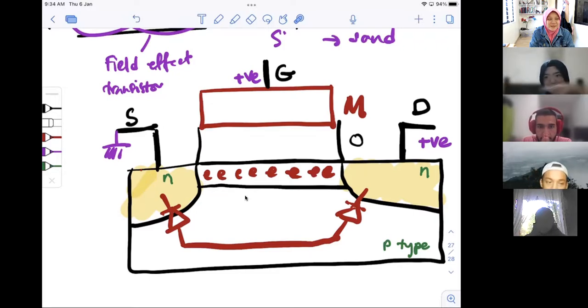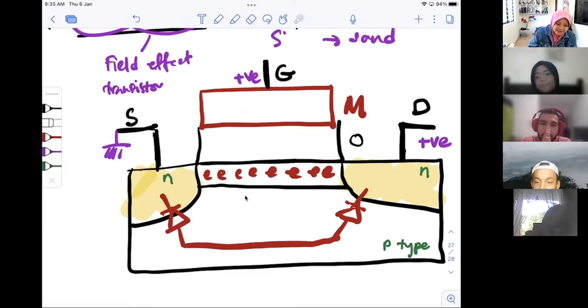Current and electron flow in opposite directions. How about the electrons? Where do they move from where to where? From source to drain. Why? Because the electrons are attracted to the positive side, the positive voltage in the drain. Yes, good. So the answer is there will be current.